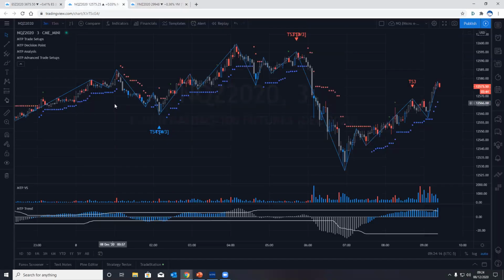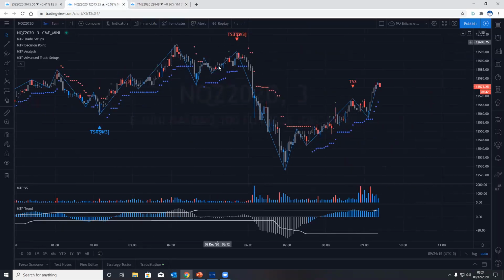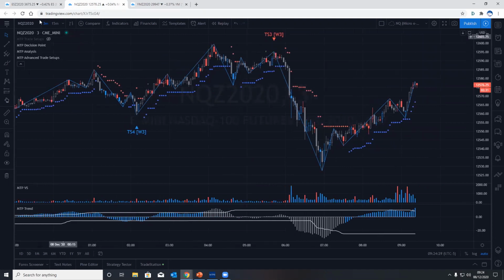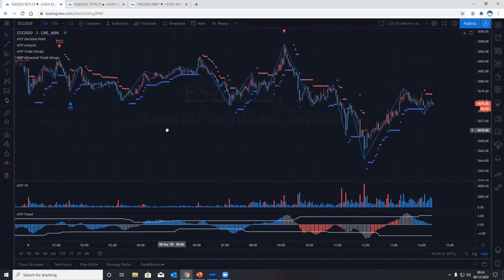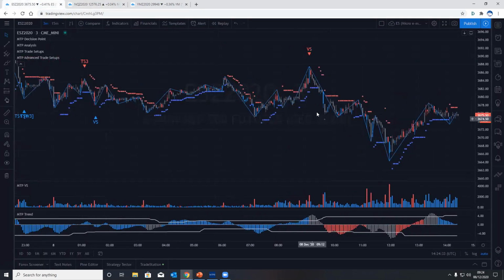So I've just got another browser window open there on the NQ. See a lovely TS3 W3 trade setup. I'll just hide the normal setups. There you go. A Wave 3 trade setup going down there. It was a lovely one, and a lovely one there earlier as well. And on the ES, a different browser window. Exactly the same thing there. There was our VS sell again on the ES.